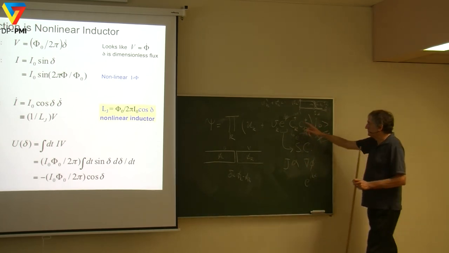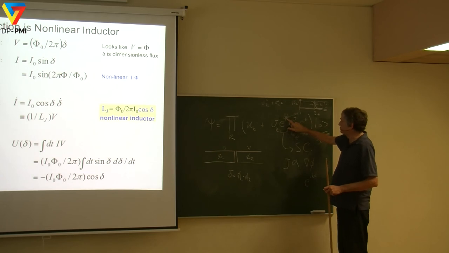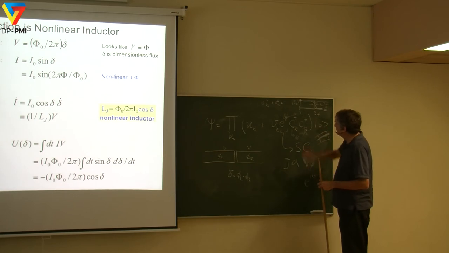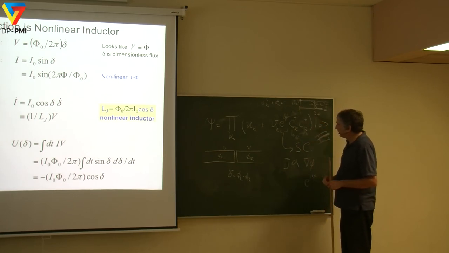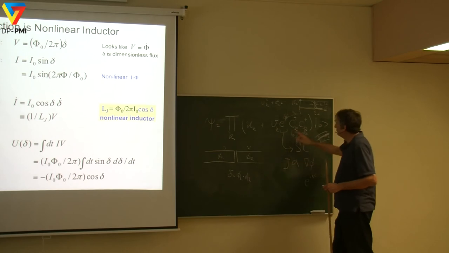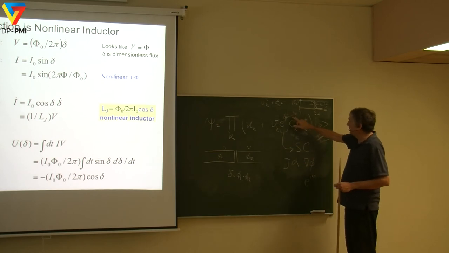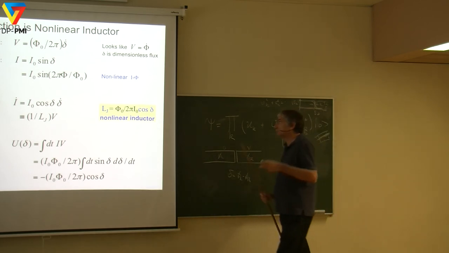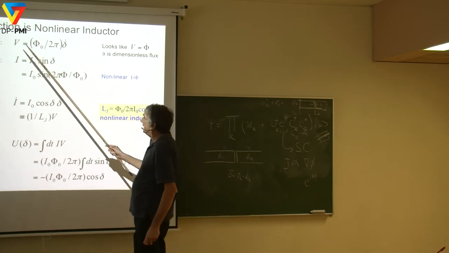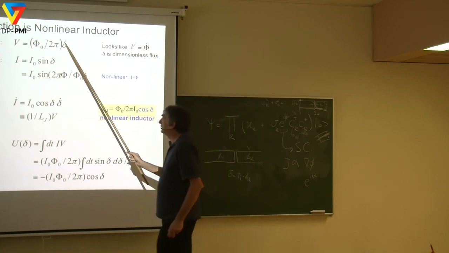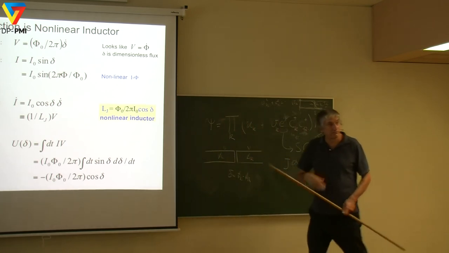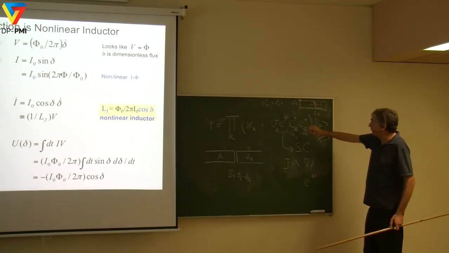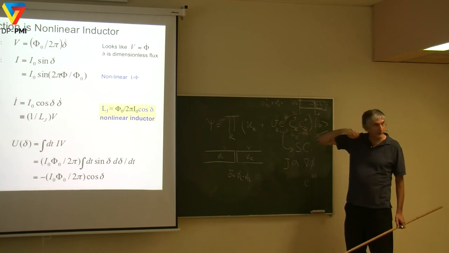So I've just said that this phase is changing by 2EVt over h bar. Or if you look at the derivative, you can say that the derivative is going as 2EV over h bar. And that's the AC Josephson relationship, which relates a voltage to a derivative of the phase. It's just, if you have a voltage, you have an extra energy, and you have a phase from that.